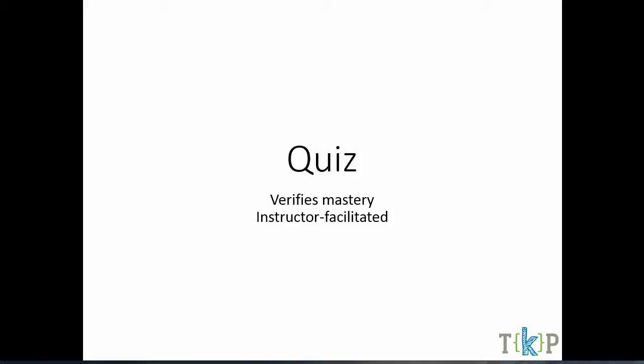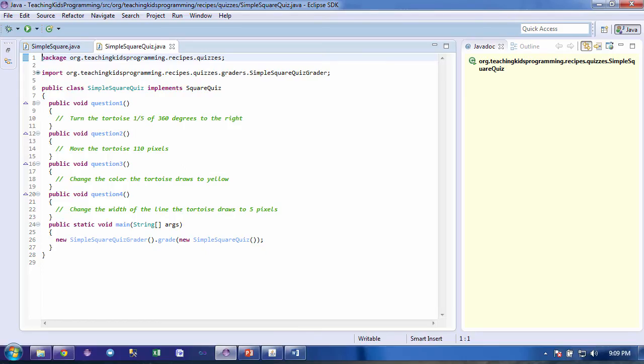The next section of our courseware is the quiz, and the quiz is designed to be done by the students who are appearing, and it's designed to verify mastery for the students so that they can validate how much they have learned. And it's done in the editor. It's instructor facilitated. So again, we'll show you one or two of the questions just to give you a sense of how that goes.